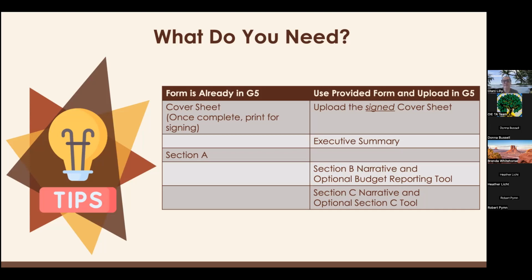Do you need the optional Section C reporting tool if you provide a Section C narrative? No, you don't have to. It's an optional form, but we really want to encourage you to make sure that you include all the information being requested in that Section C narrative. And then, how do I submit my Sections B and C? Yes, upload Sections B and C as one PDF. Awesome. Good job, you guys. You guys are super APR stars.